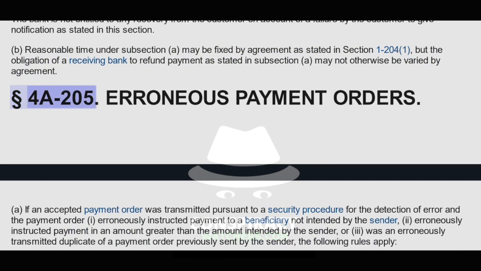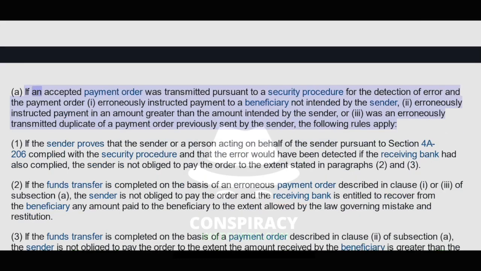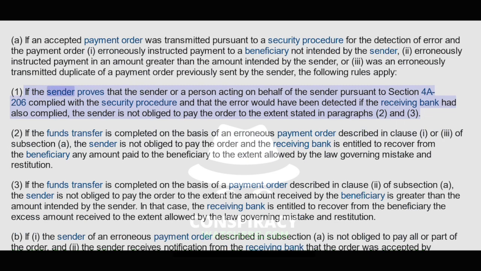Section 4A205. Erroneous payment orders. If an accepted payment order was transmitted pursuant to a security procedure for the detection of error and the payment order erroneously instructed payment to a beneficiary not intended by the sender, erroneously instructed payment in an amount greater than the amount intended by the sender, or was an erroneously transmitted duplicate of a payment order previously sent by the sender, the following rules apply. If the sender proves that the sender or a person acting on behalf of the sender pursuant to Section 4A-206 complied with the security procedure and that the error would have been detected if the receiving bank had also complied, the sender is not obliged to pay the order to the extent stated in paragraphs and.